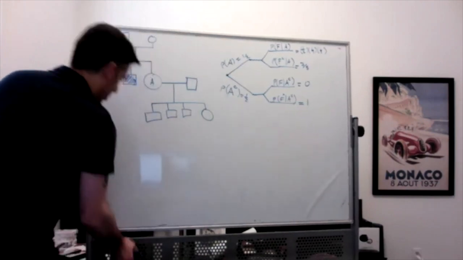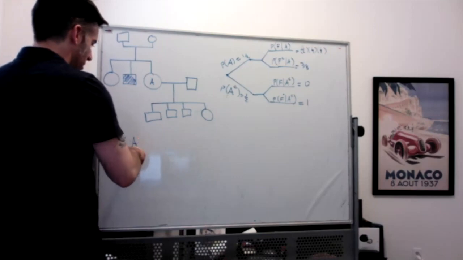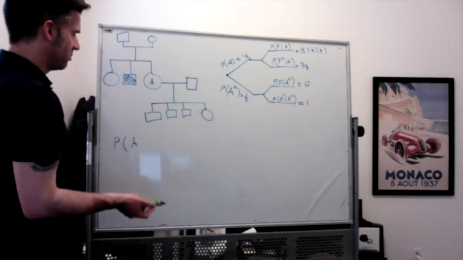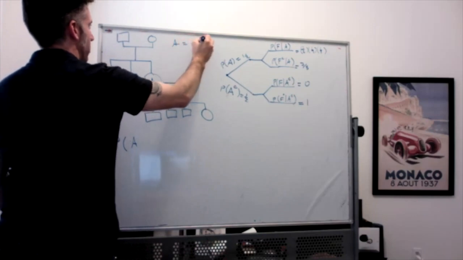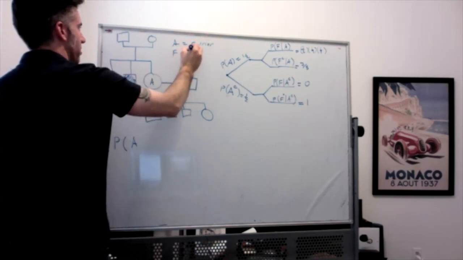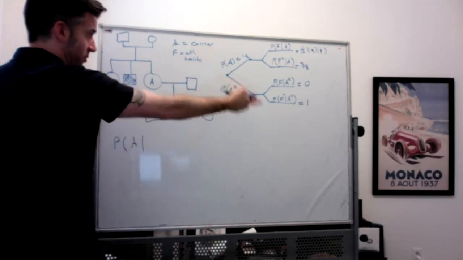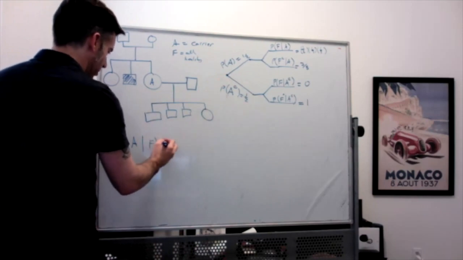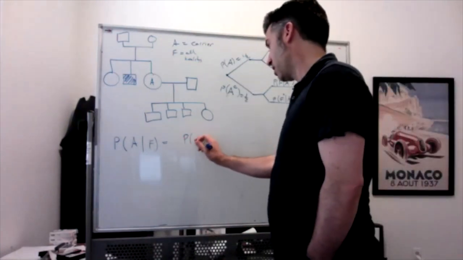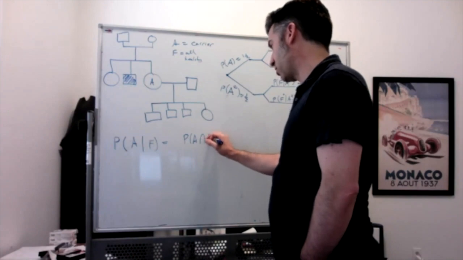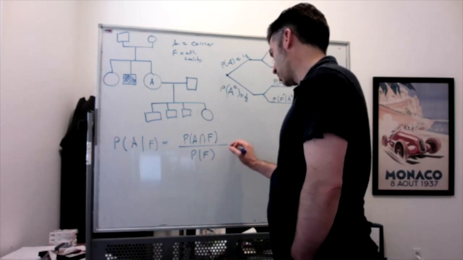again, we want to find the probability of her being a carrier. A is being a carrier, right? So A is carrier. F is all healthy. So what's the probability of her being a carrier given this known information that all 3 sons are healthy? Well, that's what we said before. I'm just writing the same stuff out here. It's the probability of her being a carrier and all 3 sons being healthy divided by the probability of all 3 sons being healthy. Okay, let's see what that is.